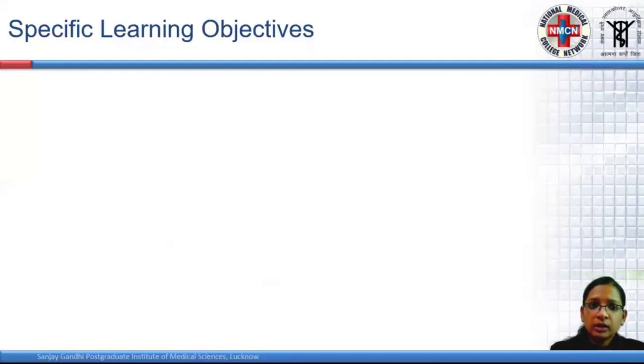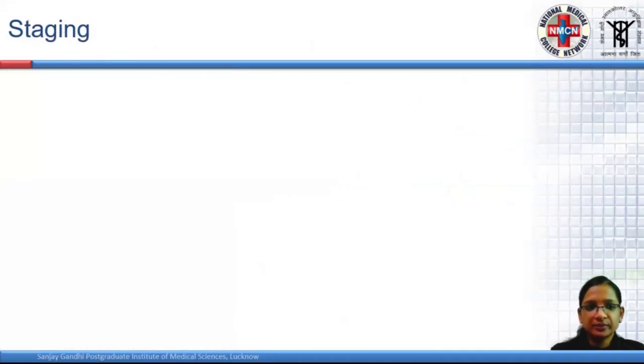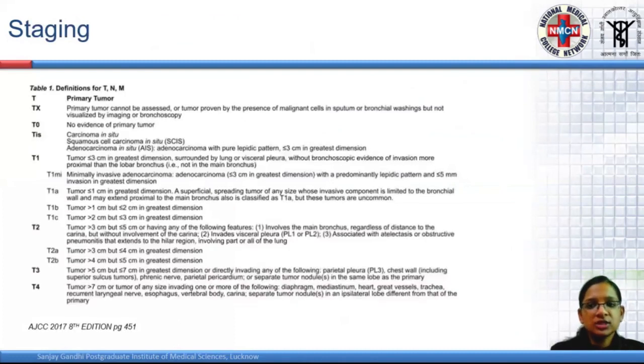Part 2. In this, we shall be discussing staging, diagnostic workup, treatment, management, therapy, and survival. Coming to the staging, which is TNM staging. T0 is no evidence of tumor, Tis is carcinoma in situ. T1 is tumor less than or equal to 3 centimeter.